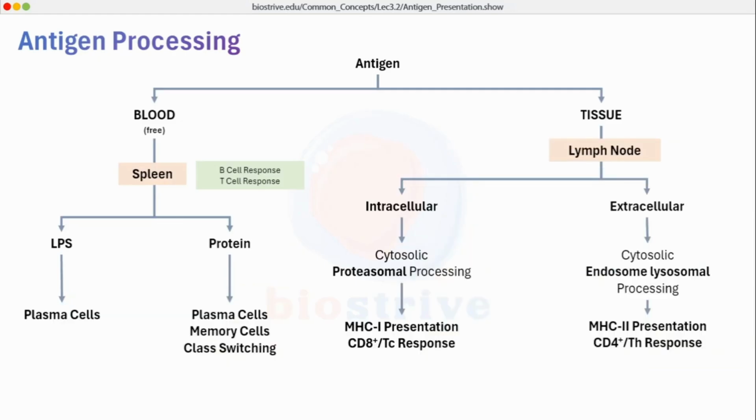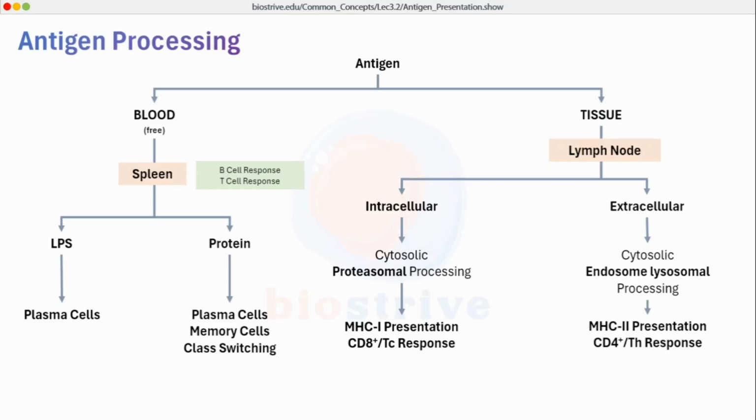Now, if the site of entry of the pathogen is tissue, it will enter the lymphatic system and be carried to lymph nodes. If the nature of the antigen is intracellular, it will be processed by the proteasomal processing system and presented through MHC, major histocompatibility complex 1, and CD8 positive cytotoxic T cells will respond, and further immune response will be carried out.